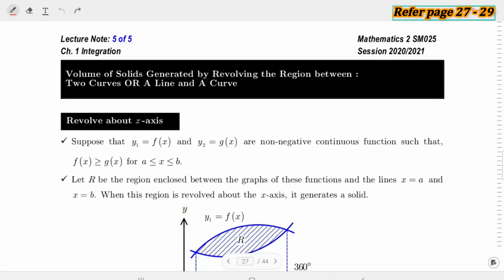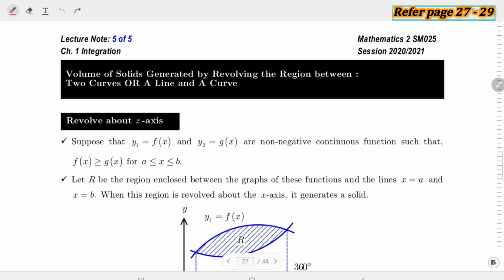Okay, next lesson. We're going to find the volume of solids generated by revolving the region between two curves, or a line and a curve. So simply I could say that to find the volume of a region between two functions, whether the two functions are curves, or maybe one is a line and the other one is a curve. Firstly, let's have a look at when the volume is revolving about the x-axis.